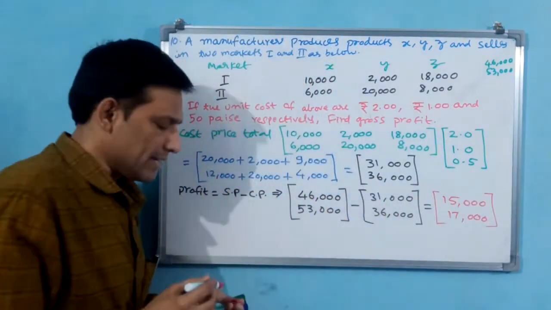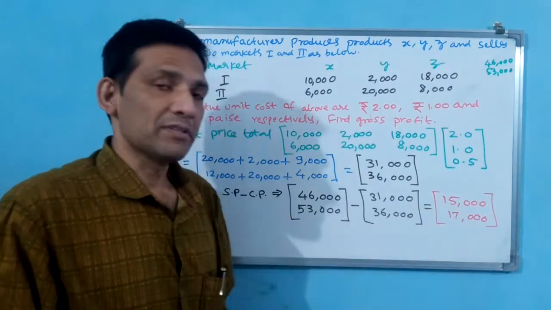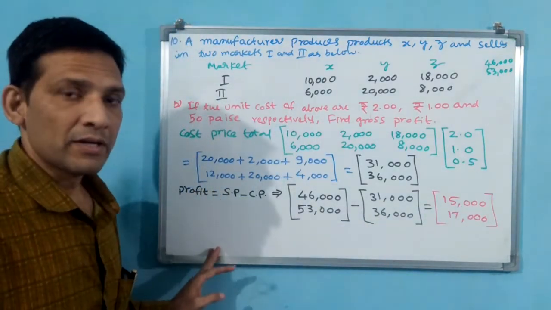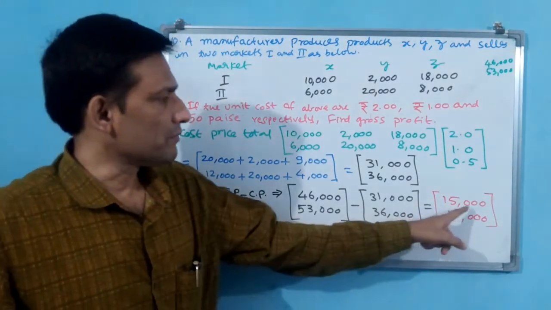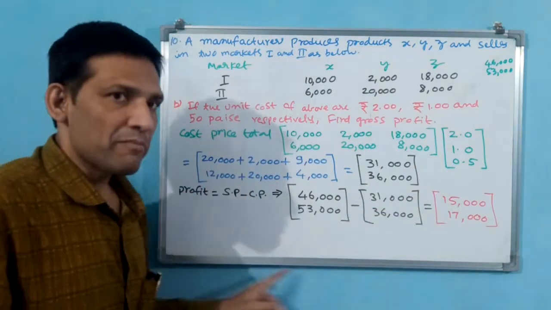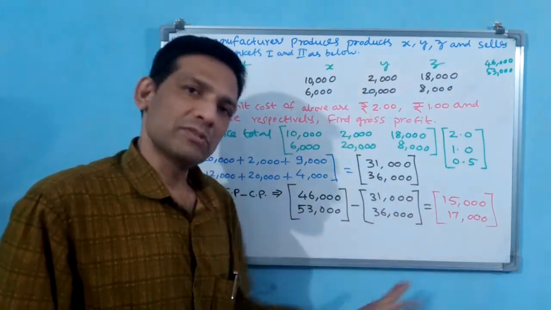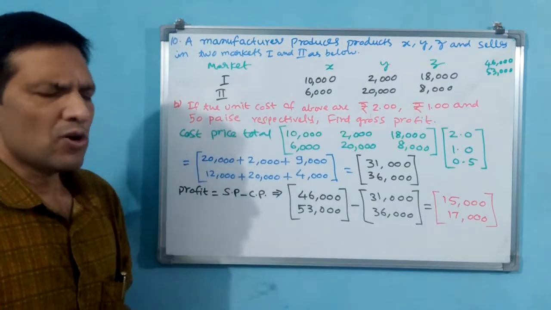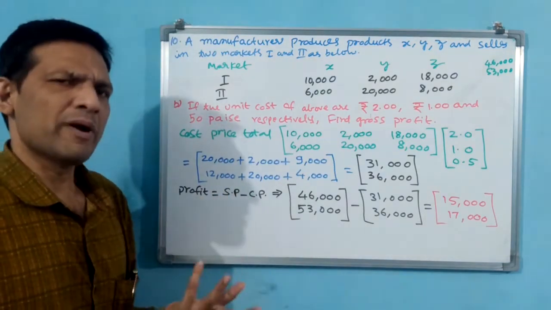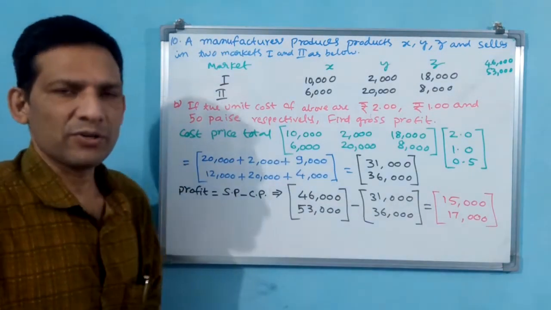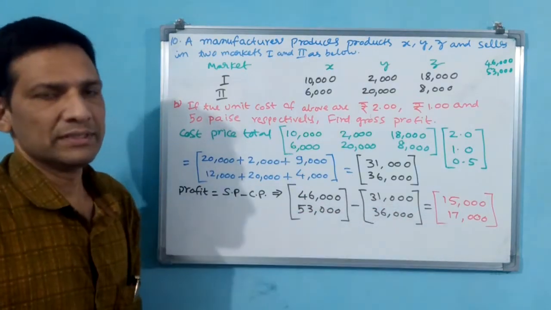See, the answer will be like this: 15,000, 17,000. How can you write? You write profit from market 1, 15,000. Profit from market 2, 17,000. Like this you write and close. If you ask for the total profit, 17 plus 15, 32,000. But the answer is this one only.